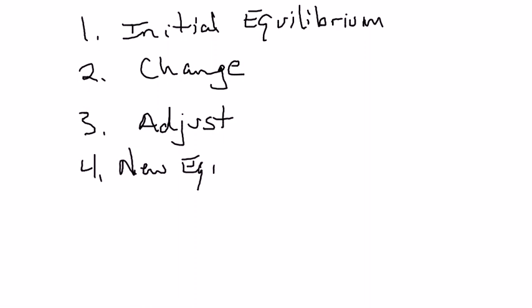All right. So it's always this four-step process. That's what you should keep in mind. There's an initial equilibrium, there's a change, markets adjust to either the shortage or surplus that gets created in step two, and in step four, you return to your new equilibrium.